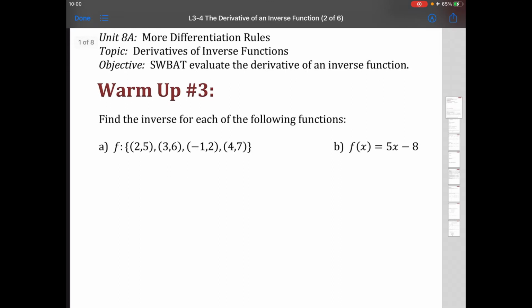The warm-up says, find the inverse for each of the following functions.